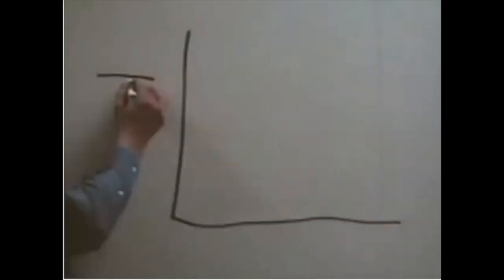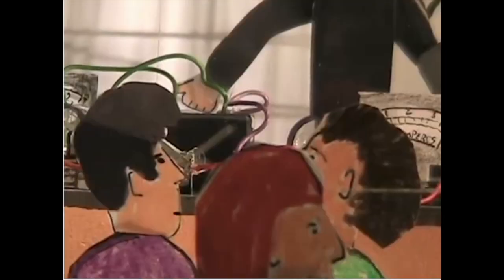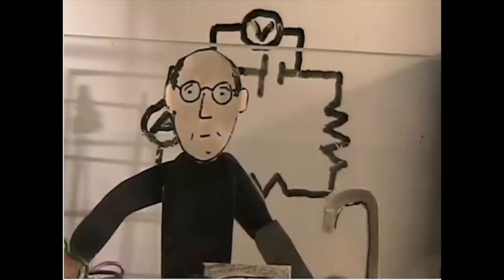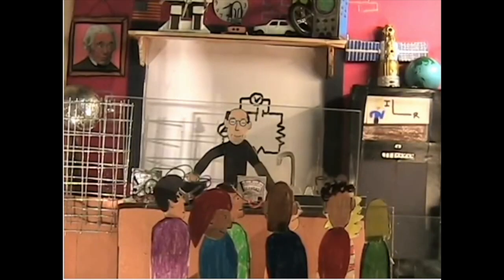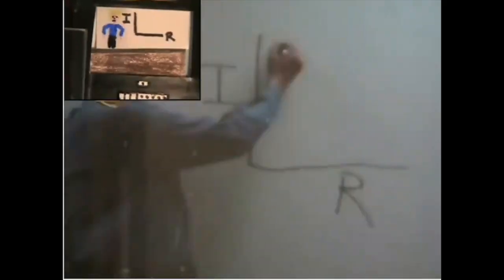Okay, suppose voltage is held constant and we plot current versus resistance. What would the graph look like? Remember, voltage is constant. So current plotted against resistance would be inverse.